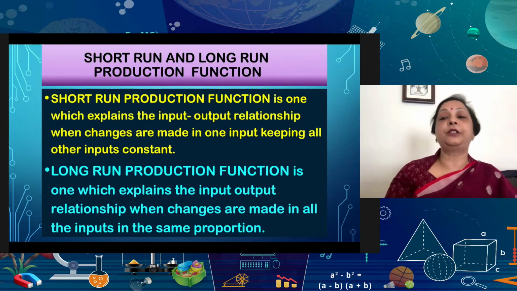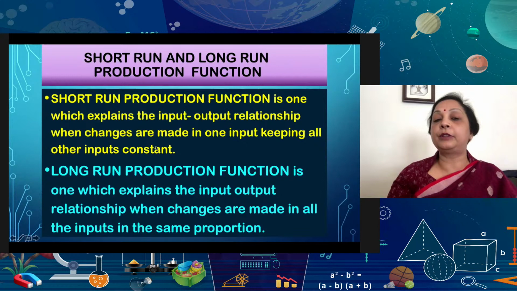Now, a short-run production function is one which explains the input-output relationship when changes are made in one input, keeping all other inputs constant. It means here changes are being made in one variable input and all other inputs are constant. As I told you, short-run is a time period which is less than the minimum time required to bring changes in the fixed factors of production. So in the short run, fixed factors cannot be changed, only variable factors can be changed. So short run production function shows how much change will come about in output if changes are made in one input, keeping all other inputs constant.